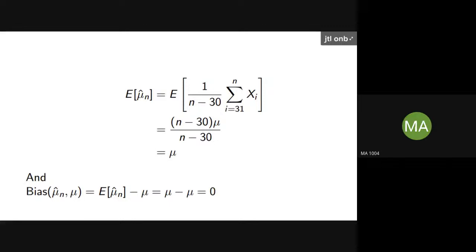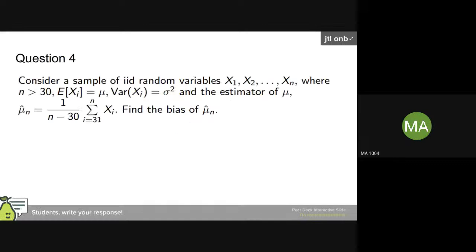Unbiased means if you got bias as 0 for this estimator, mu n hat, then I say mu n hat is an unbiased estimator. So if a question asks whether this is an unbiased estimator or not, what you have to do is compute the bias for it. If it is equal to 0, you conclude it is an unbiased estimator. If it is something other than 0, then we say it is a biased estimator.